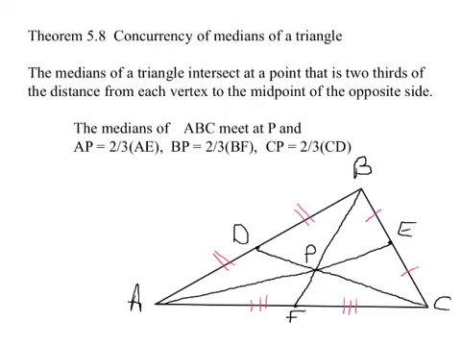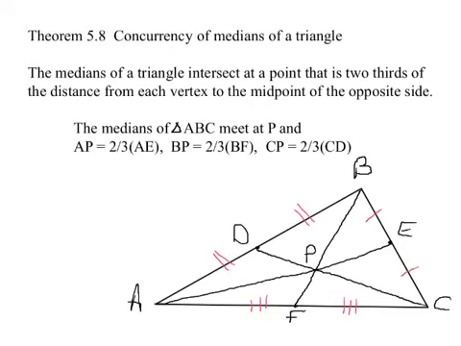Okay, theorem 5.8, concurrency of medians of a triangle. The medians of a triangle intersect at a point that is 2/3 of the distance from each vertex to the midpoint of the opposite side. Okay, the medians of triangle ABC meet at point P, and AP is 2/3 of AE, BP is 2/3 of BF, and CP is 2/3 of CD.